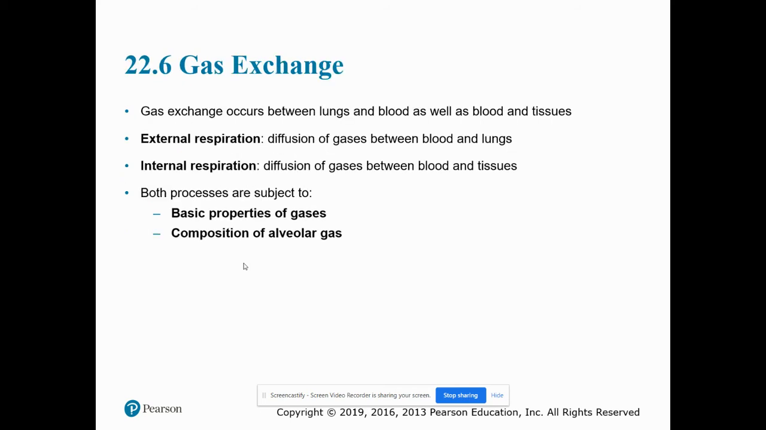All right, now we're going to talk about gas exchange. Gas exchange occurs between the lungs and blood, as well as the blood and tissues. In an earlier video, we talked about the fact that there is internal respiration and external respiration. External respiration is the diffusion of gases between the lungs and the blood, and internal respiration is the diffusion of gases between the blood and the tissues. Both processes are subject to the basic properties of gas, as well as the composition of alveolar gas.